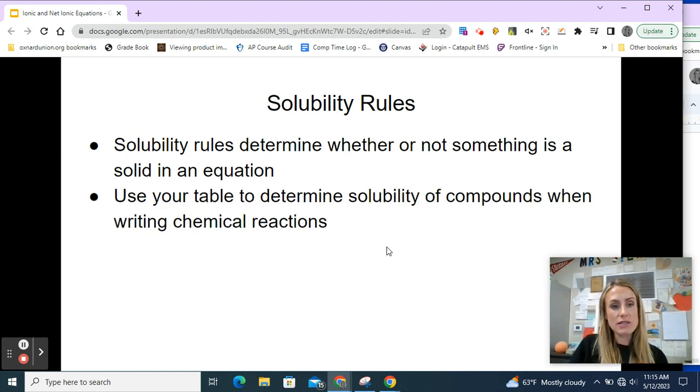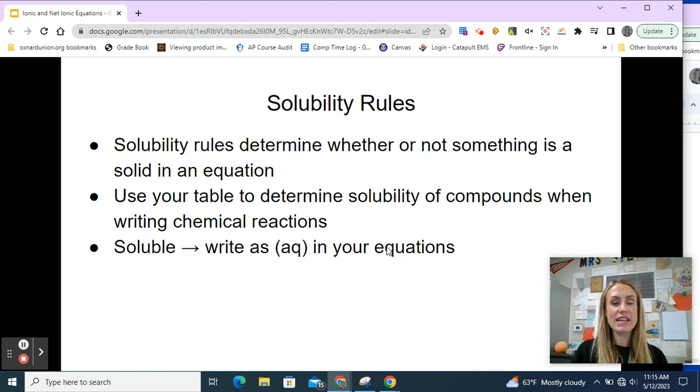What we're going to do is I linked the solubility table on Canvas, so you have to use that table to determine the solubility of compounds when writing chemical equations or reactions. I will give you this table on a test. I don't expect you to memorize it. I don't even have it memorized. Okay. So I will give it to you on a test. You can use it during your homework and stuff like that. Again, I do not expect you to memorize it.